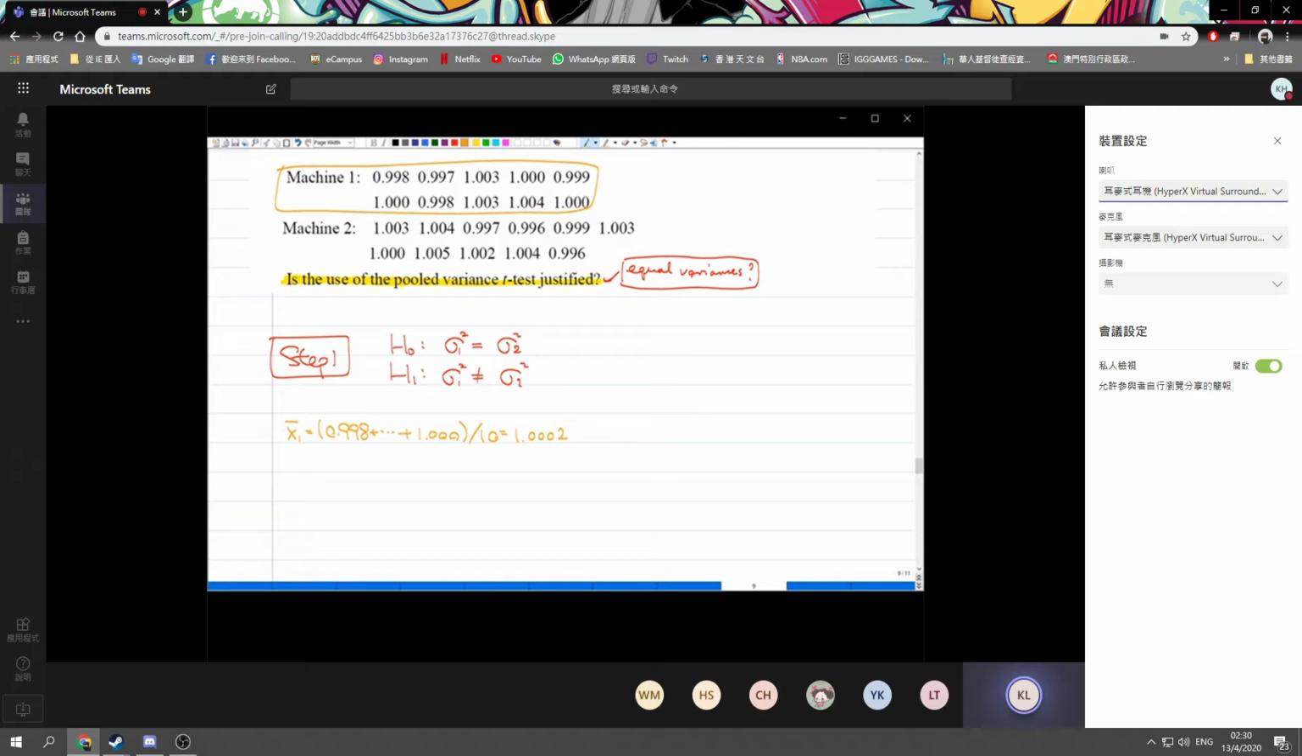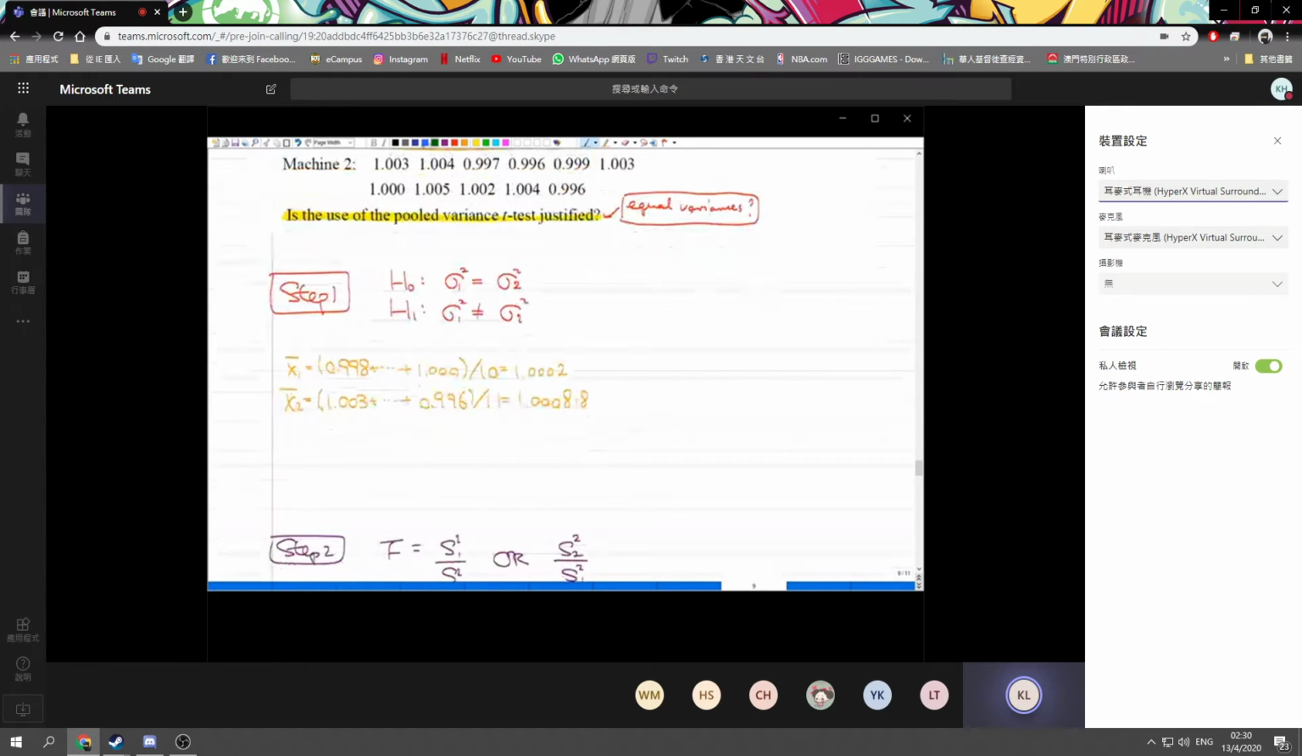Another group, which is from machine 2, 1.003 plus dot dot dot up to 0.996. And be careful, we have one more data point than the previous one. Here we have 11 data points. Here we have 1.000818. So this is our average.